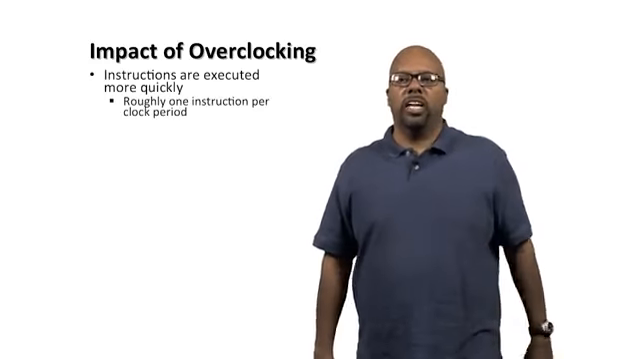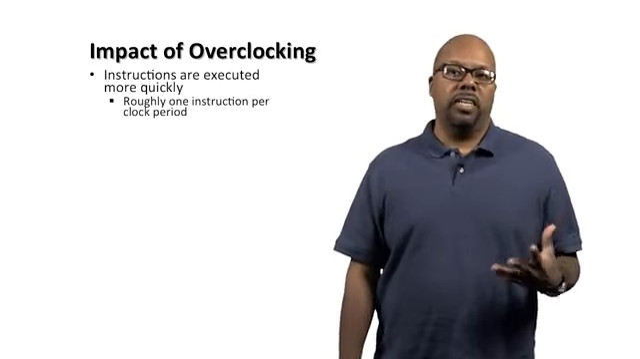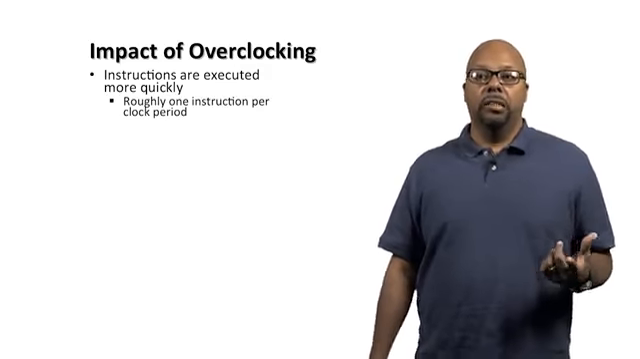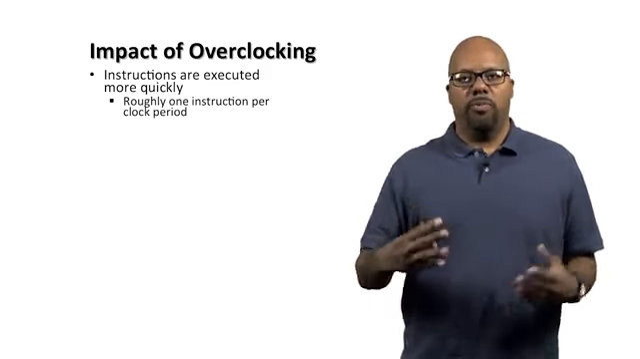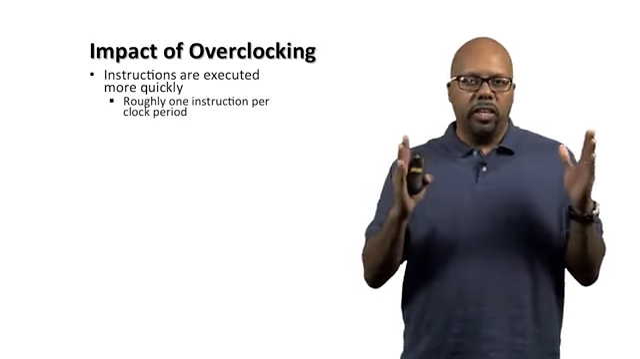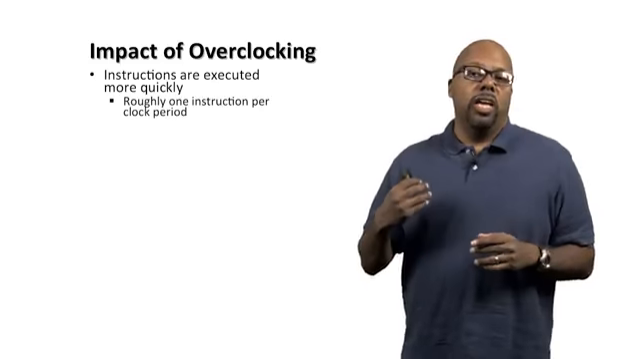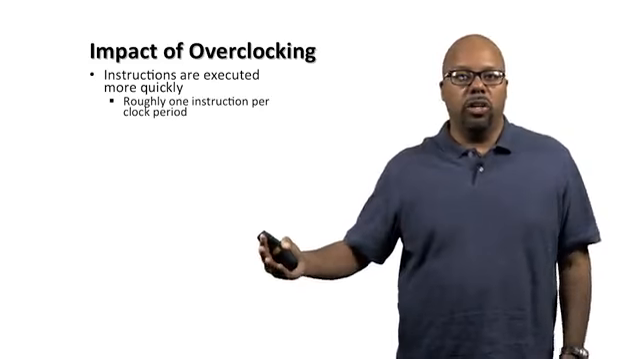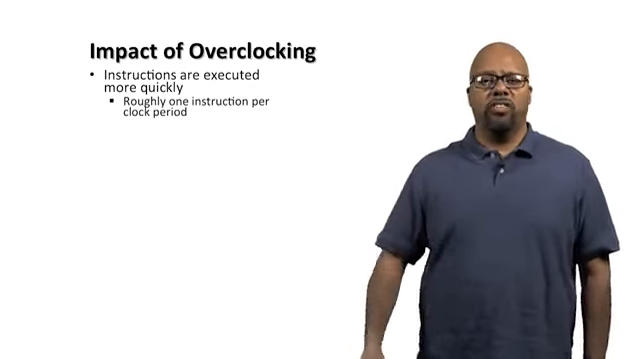So the first impact of overclocking, the reason why people do it, is to speed up the processing. Roughly, more instructions are executed more quickly when you speed up the clock, because you get roughly one instruction per clock period, right? If you increase the frequency of a clock, then you're decreasing the period. The time between rising edges is getting smaller and smaller. And if you're doing one instruction every clock period, then you get a lot more instructions done. So that's the reason why people do overclocking, to get instructions done faster.